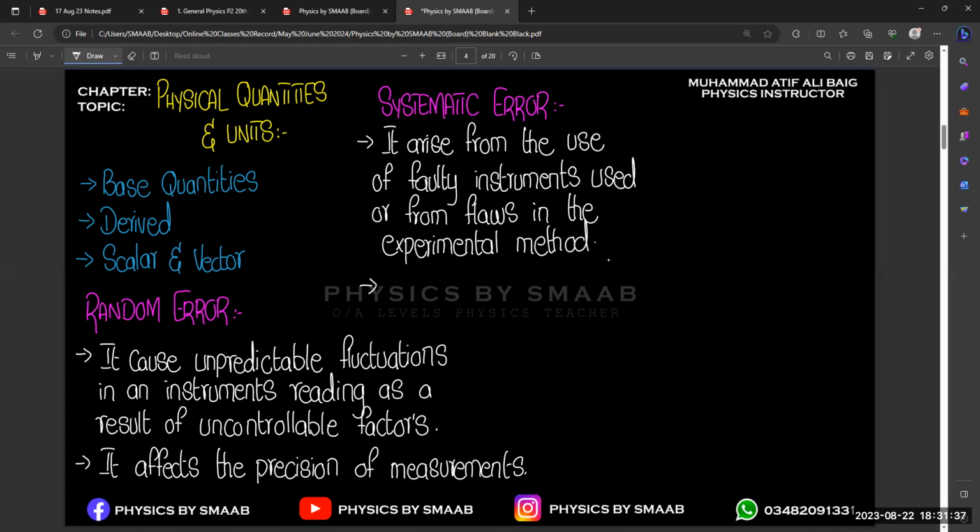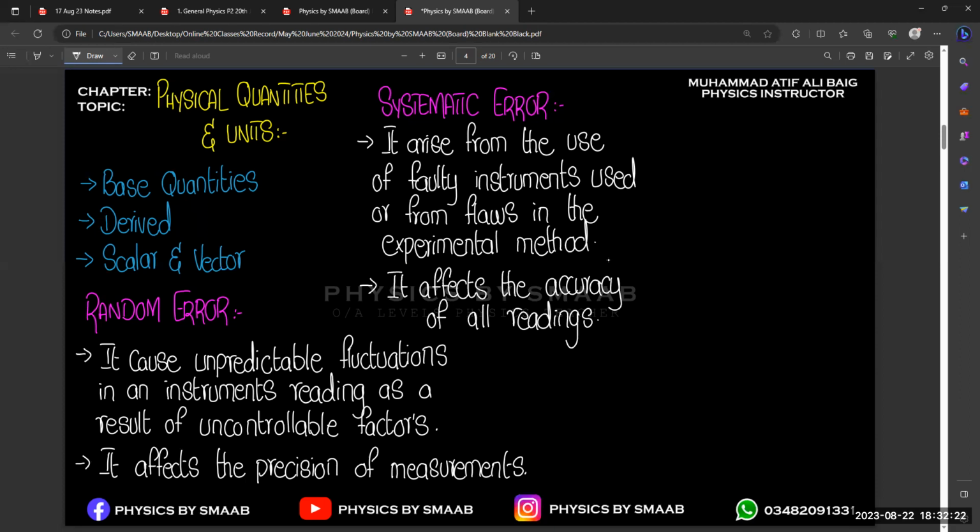And one more thing: in random error we discussed that it affects the precision, and this will affect the accuracy of overall readings, right? So this is the basic difference between random error and systematic error, right?